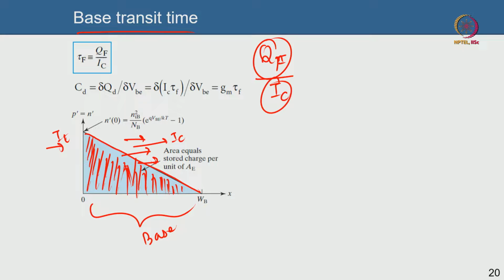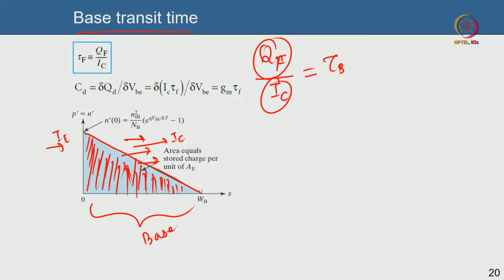So the minority carrier charge stored in the base divided by the current that is clearing the charge out. This ratio is the time taken for the electron to travel across the base, the base transit time, tau b. You can call it tau f. It is the minority carrier charge divided by the current that is flushing it out. So that is your base transit time, and this is a very important component.